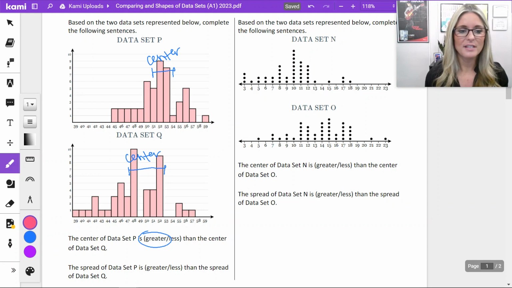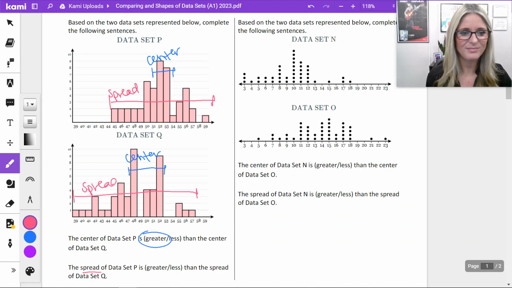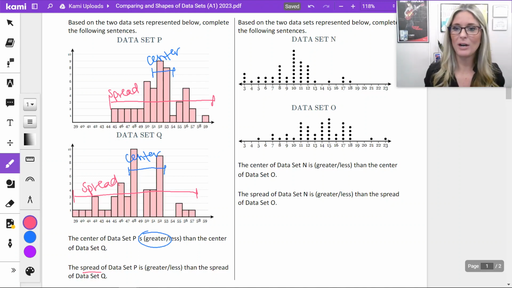Next, we're going to look at the spread. How far is the data spread out? So on set P, I can see that it is spread out this way. Where on set Q, it goes from that 39 all the way to 58. So which one has more values and is spread out more, would have a greater range value, would be set Q. So we want to say the spread of set P is less than the spread of set Q.